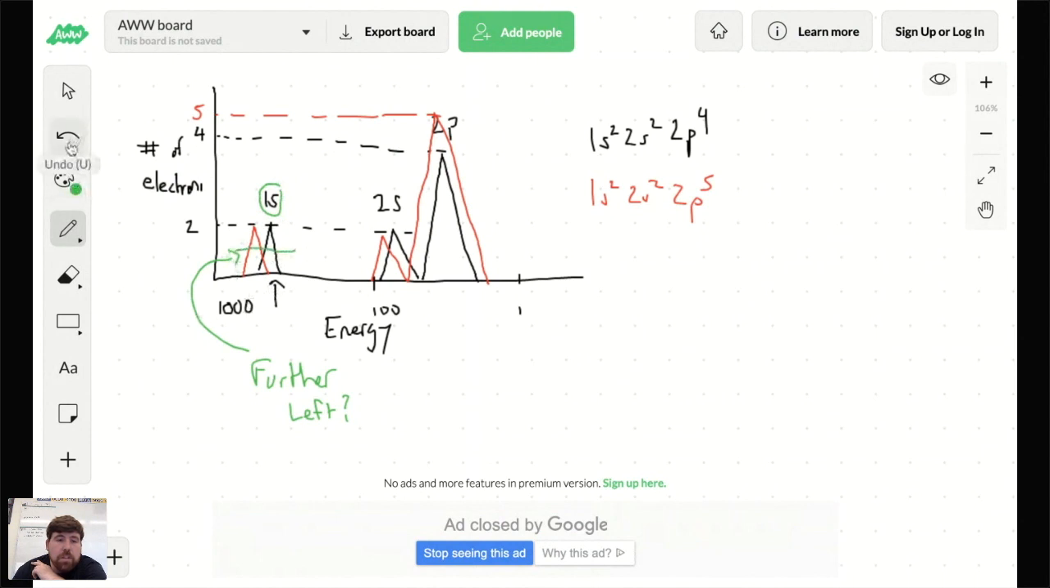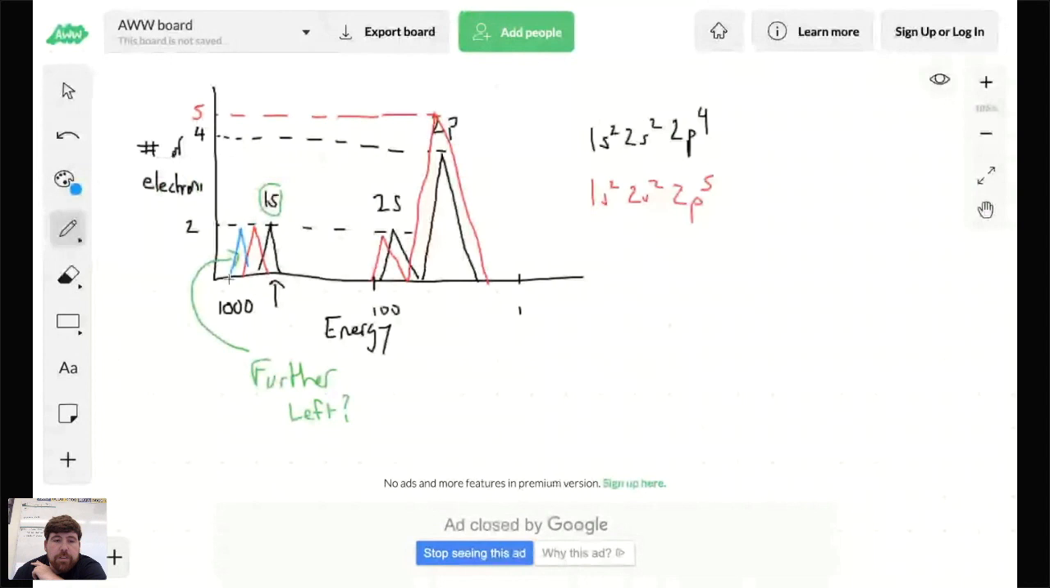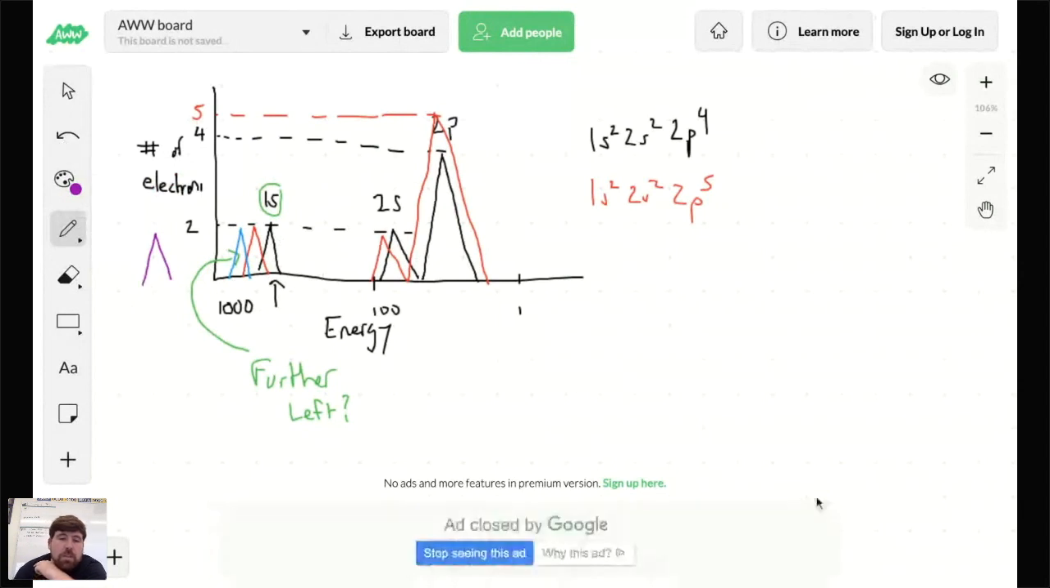Let me go ahead and change that there so you can see that. So if we were to draw neon, its peak would be further to the left because neon has 10 electrons. If you were to draw sodium, its peak is going to be significantly further to the left, and that's because sodium has electrons in a higher energy level. And this is true as we add protons to the nucleus, the electrons on the outside get more and more attracted to the atom. Awesome.